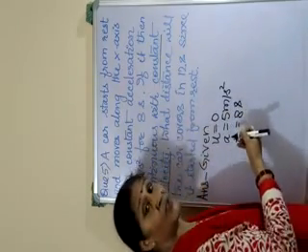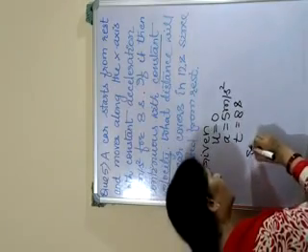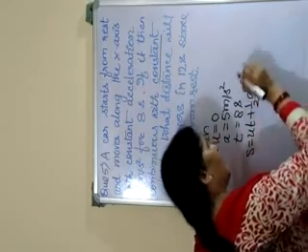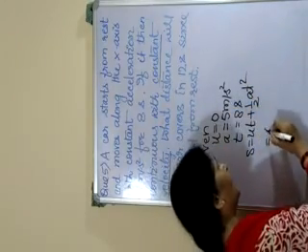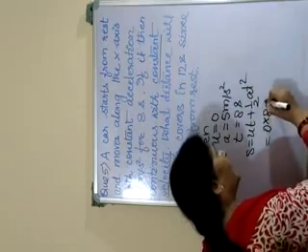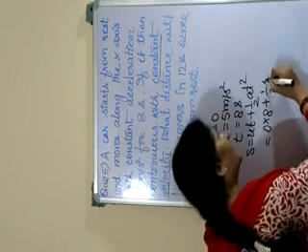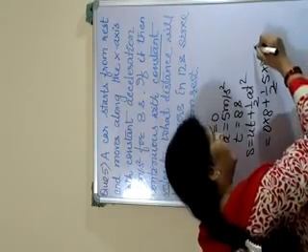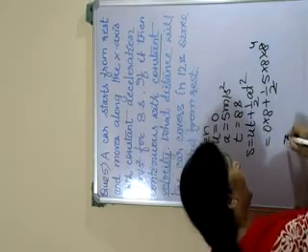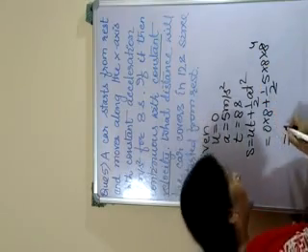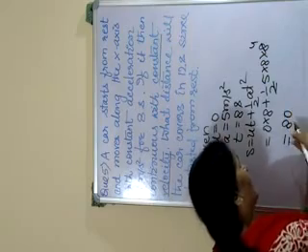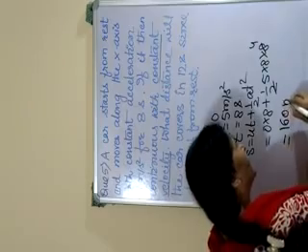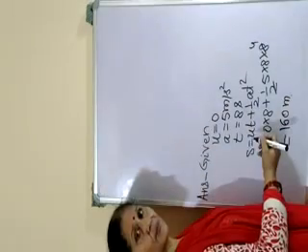Which equation we will use? S is equal to ut plus half at square. Here the initial velocity is 0. The 0 into 8 plus half 5 into 8 into 8 and this is 160 meter. Let us assume this is S1.